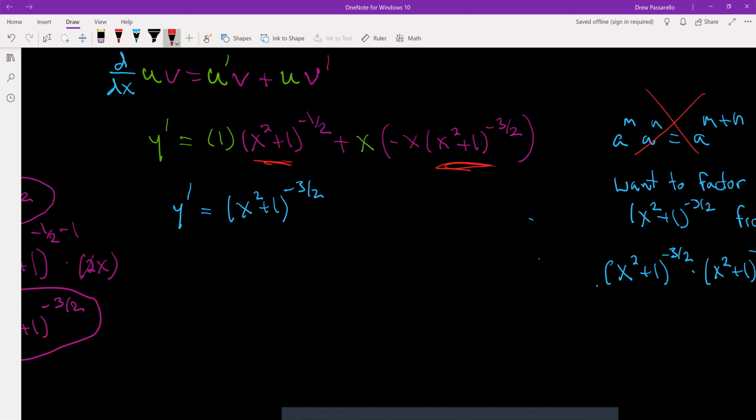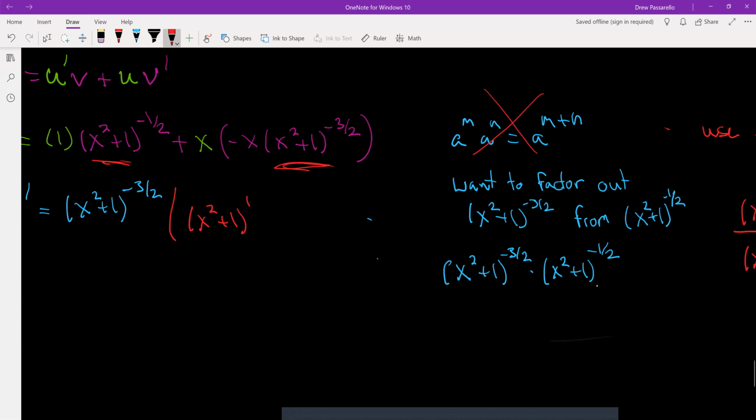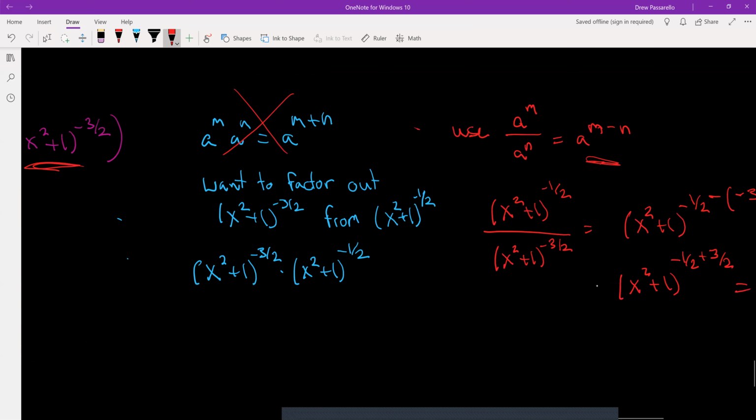It was the first piece where I figured out, okay, what does that become? And that became x squared plus 1, technically to the first power, after I factored out x squared plus 1 to the negative 3 halves from x squared plus 1 to the negative 1/2. I just did it incorrectly at the first. So this was not the correct way. I should have done division instead of the multiplication.